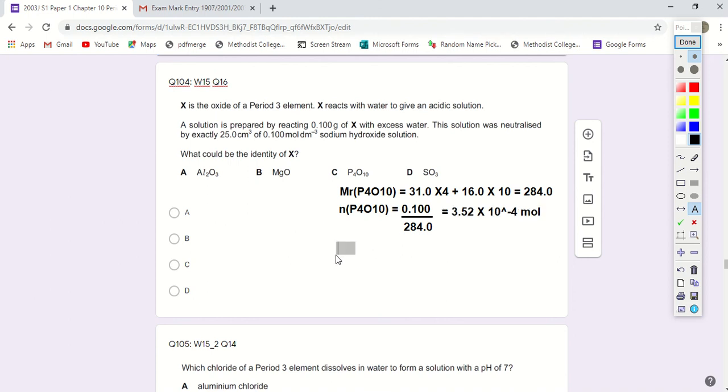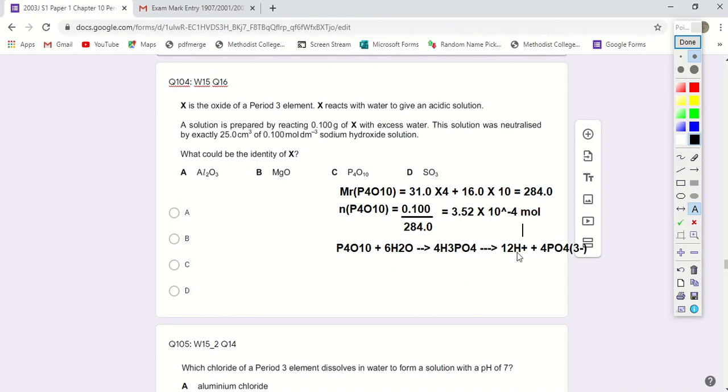Now, you know that P4O10 dissolves in water to give you 4H3PO4, phosphoric acid. Now, this phosphoric acid dissolves in water to give you 12 H plus ions, 12 moles of H plus ions.